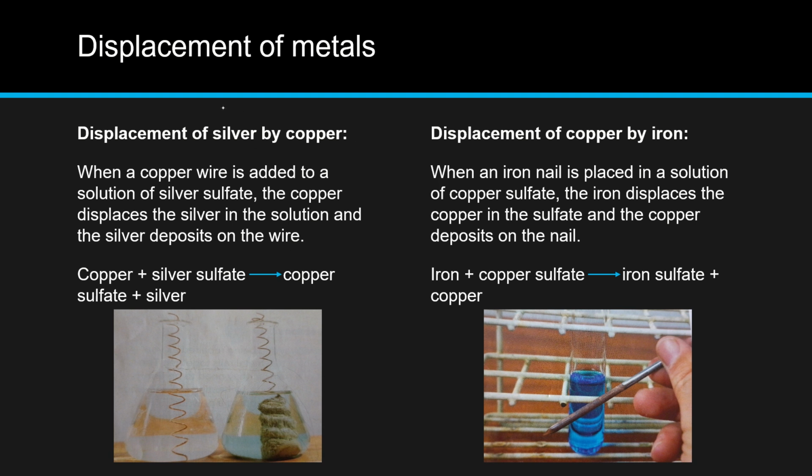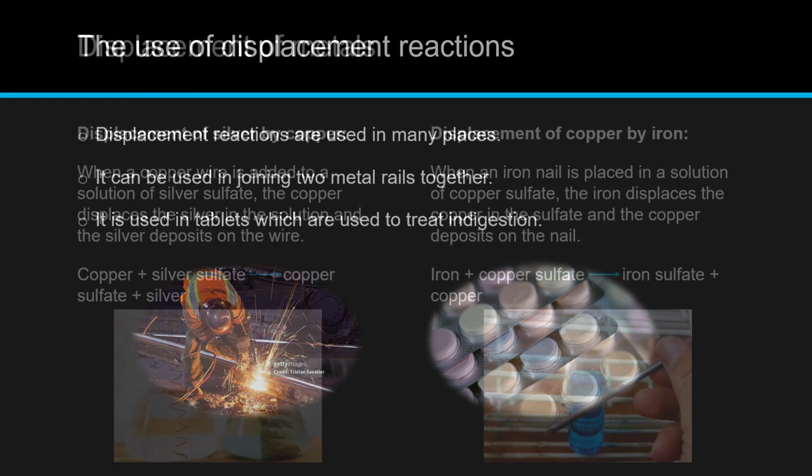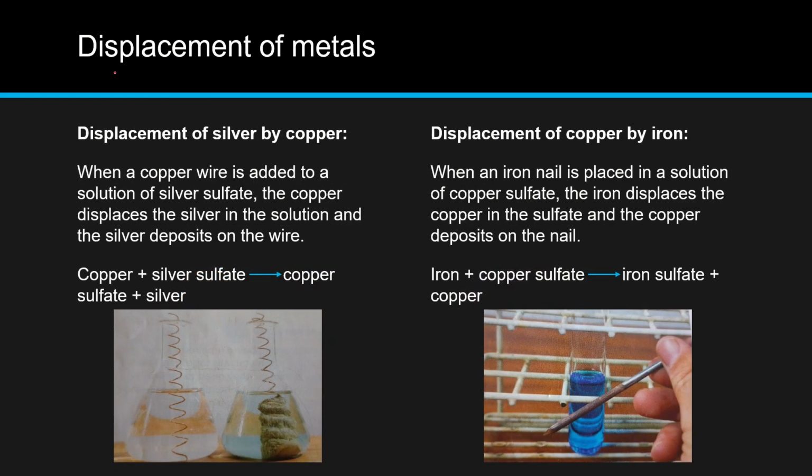Now displacement of metals. So far what we saw was displacement of non-metals by metals, where the metals displace the non-metals. Now we are going to see metals displacing metals. So displacement of silver by copper.